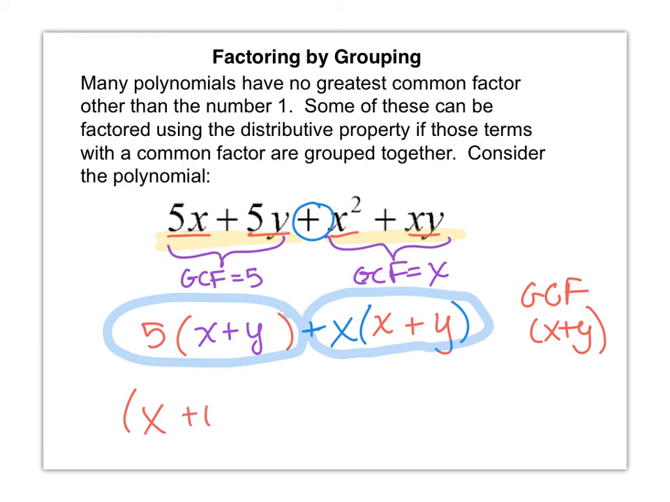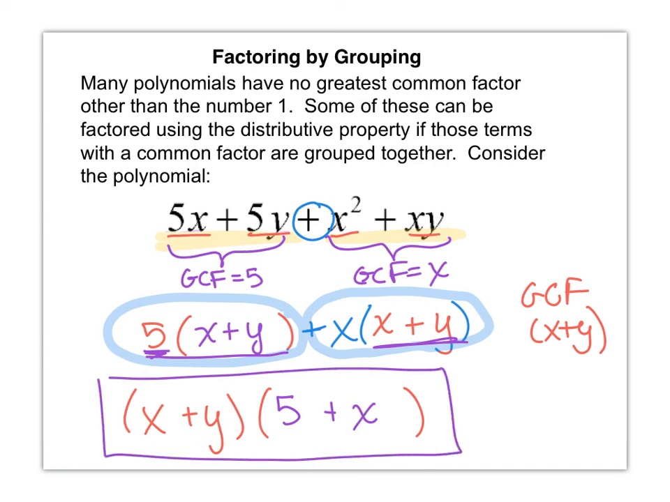Take out that common factor of x plus y, and then what you have left, after you take x plus y out of the first term, the 5 is the only thing left. And after you take out an x plus y from the last two terms, the only thing you'll have left is plus x. So this would be our answer in factored form, and that's the method of factoring by grouping.